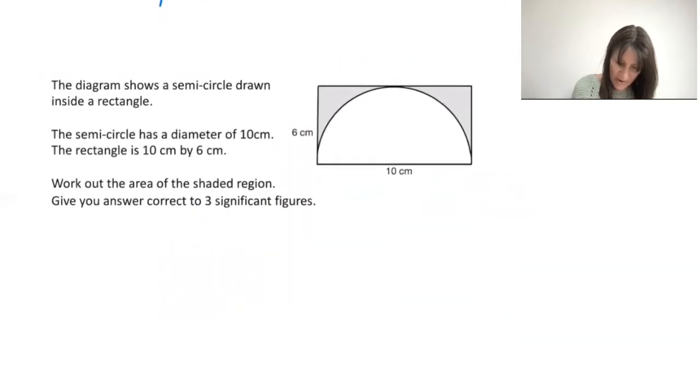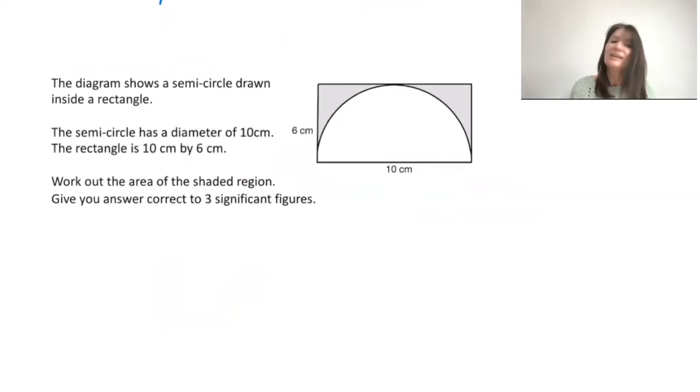Okay, next question. Another wordy question for us. So I want you to just hit that pause, take your time, think about what you know and how you can use it, give it a good go, and come back to me when you're ready.